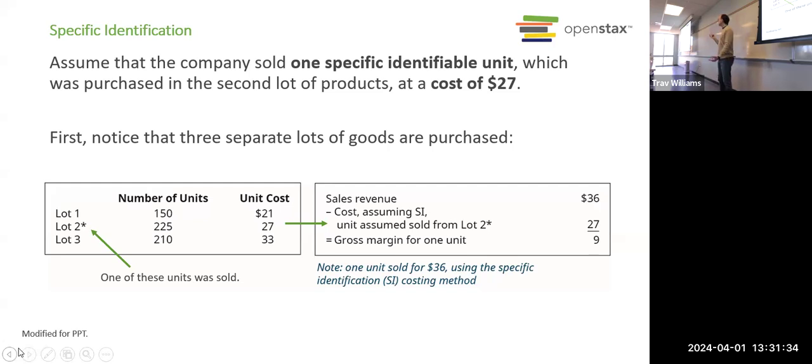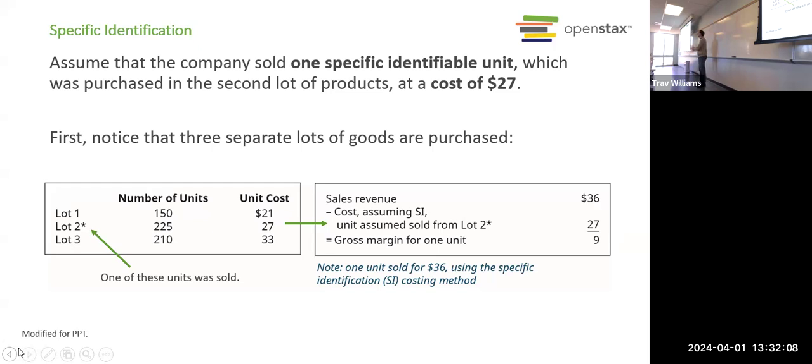So then to figure out what kind of profit they made from the sale, take the sales revenue, that's what they charge the customer, right? Minus the cost, which we identified specifically from this lot. And that is our gross margin, our profit for that one sale. So from an accounting standpoint, that's kind of easy. The challenge would be tracking which lot each unit really came out of.